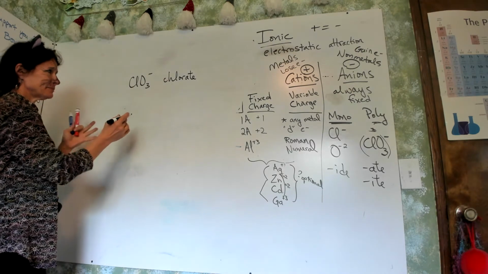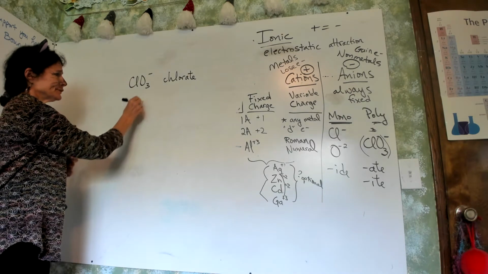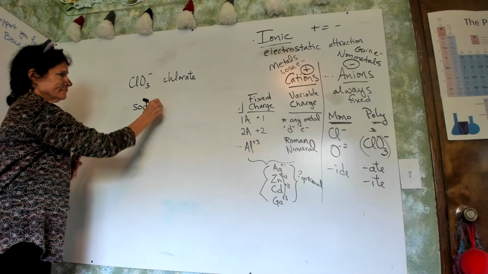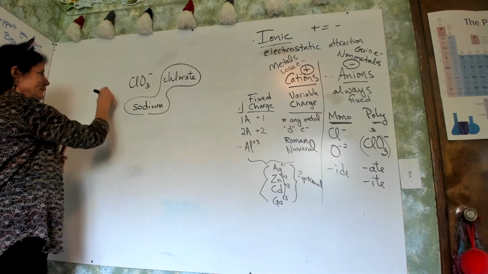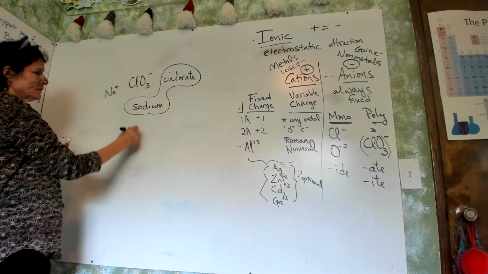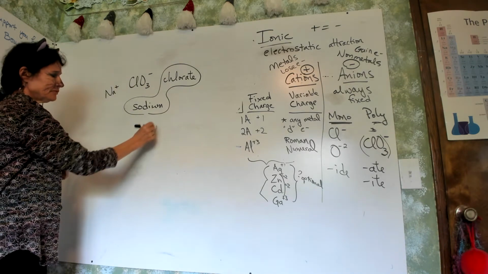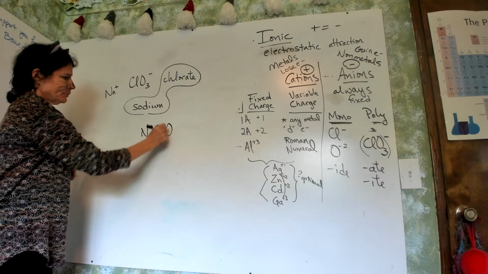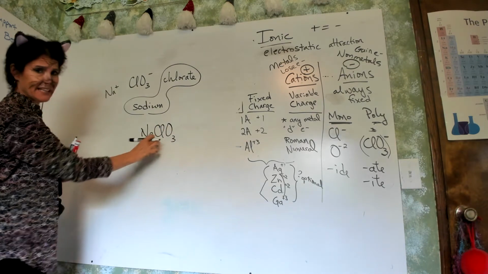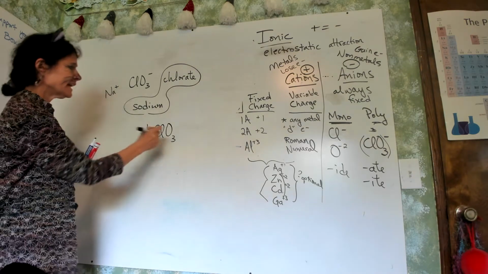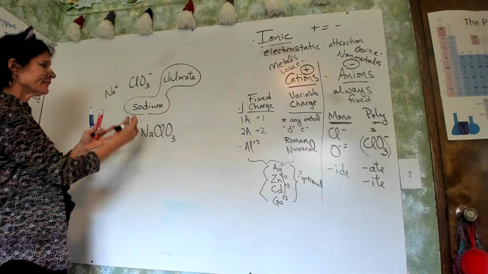And you just combine it the same way. So if I wanted you to do sodium chlorate, sodium has a +1, with chlorate. So you put the sodium first. Capitalizing is important. The C, the N, the C, and the O are capital. The A is little, the L is little. That's why I write it cursive. The 3 is not that you have 3 chlorates.